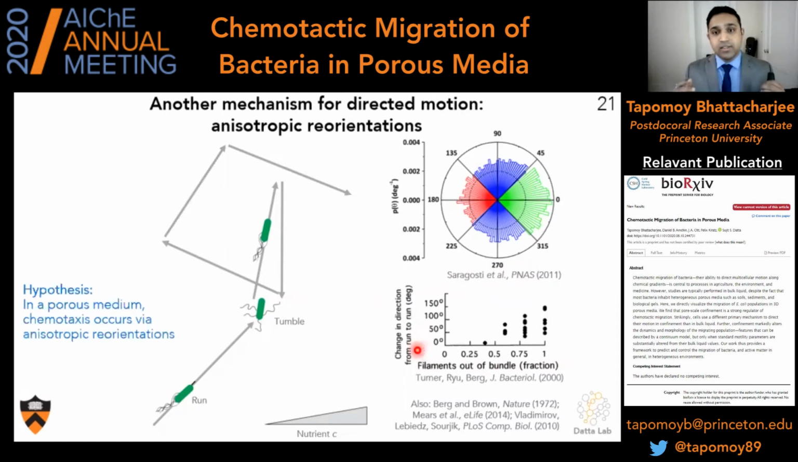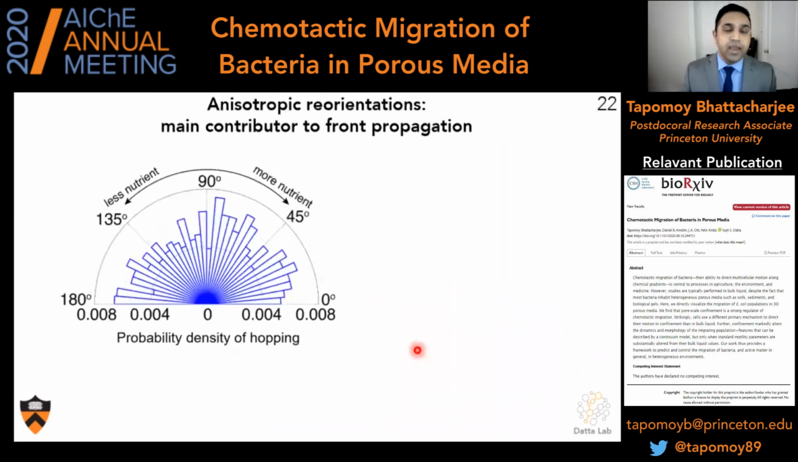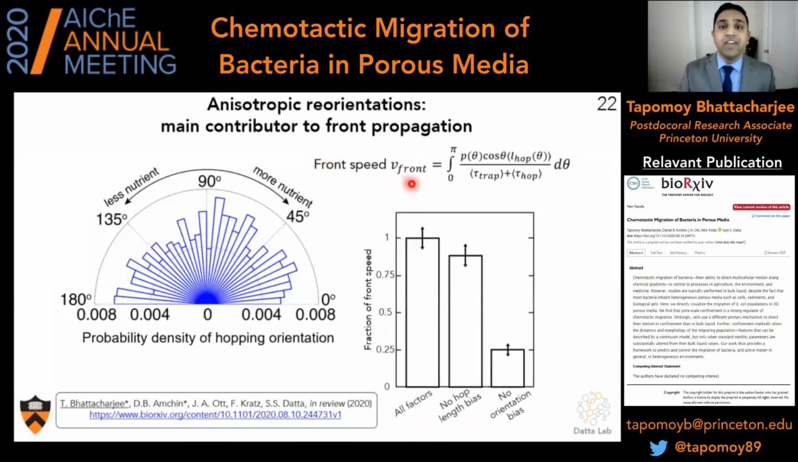We think since cells cannot elongate their hops in porous media, this secondary mechanism is probably the dominant mechanism of chemotaxis in porous media. To verify this, we measured the probability of hopping in different directions, and we find that indeed cells are more probable to hop towards a more nutrient-rich zone. And finally, to verify the relative contribution of these two different mechanisms, we calculate the chemotactic front speed from the hopping length and trapping time in different directions.